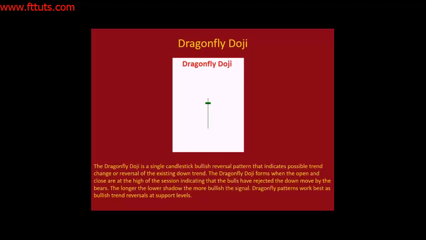Dragonfly Doji. The Dragonfly Doji is a single candlestick bullish reversal pattern that indicates possible trend change or reversal of the existing downtrend. The Dragonfly Doji forms when the open and close are at the high end of the session, indicating that the bulls have rejected the down move by the bears. The longer the lower shadow, the more bullish the signal. Dragonfly patterns work best as bullish trend reversals at support levels.